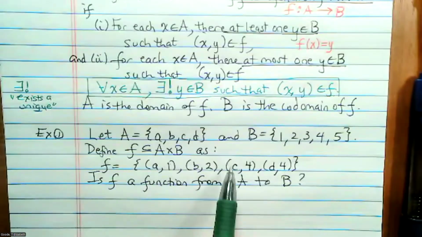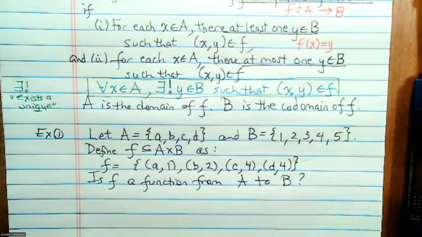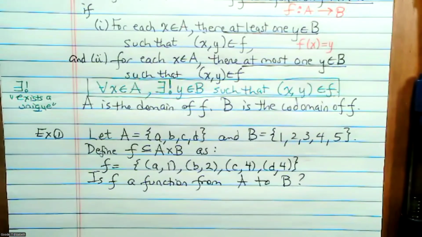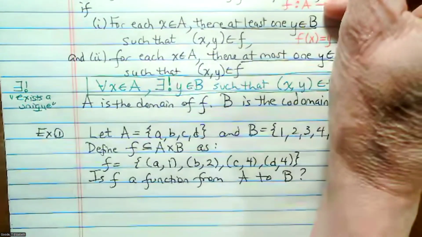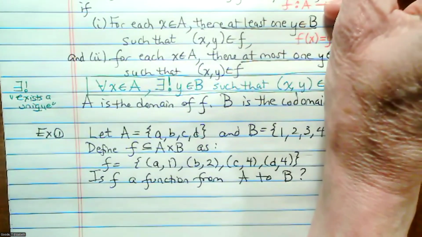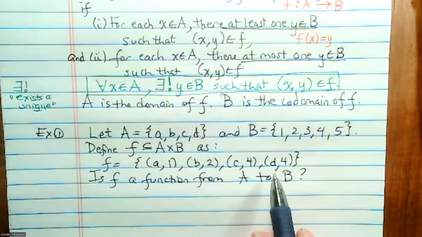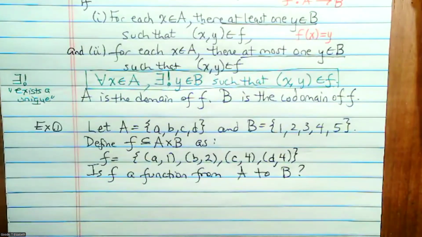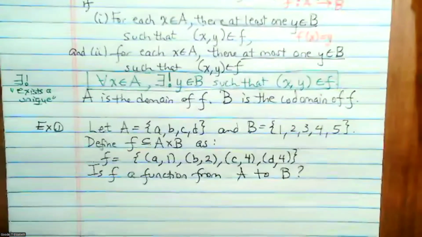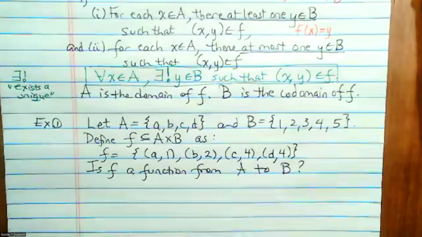So do you think that this is a function from A to B? No. Why not? Because there's two fours in the C and D ordered pairs. Okay, and that's exactly why we're looking at this particular example, because that is a common misconception.